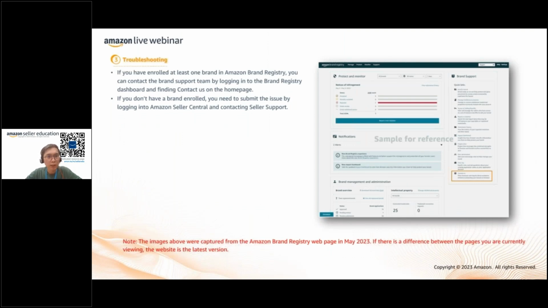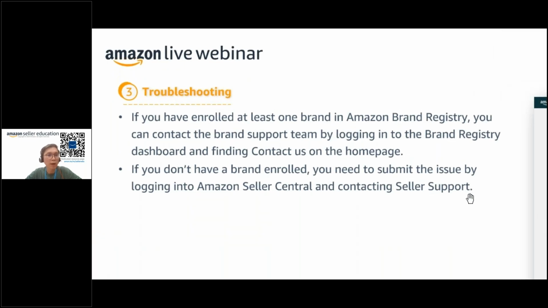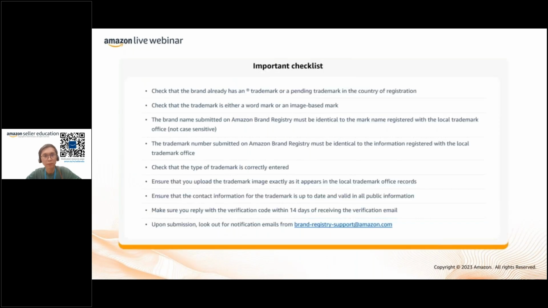All right, so this is just to share with you how you can troubleshoot yourself, right? So if you already have one brand registered in Amazon Brand Registry, you can actually contact the brand support team directly, right? So if you do not have a brand enrolled yet, it's your first time, then you can contact the selling support, or rather the seller support directly as well.